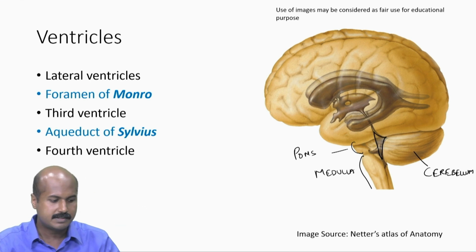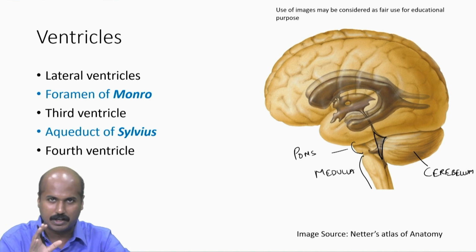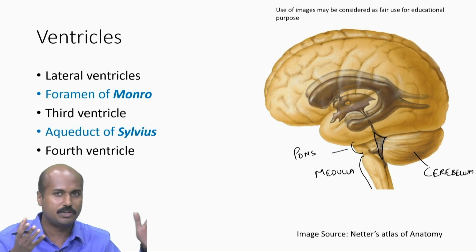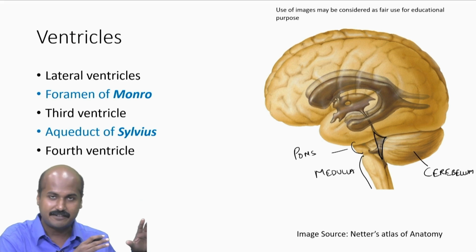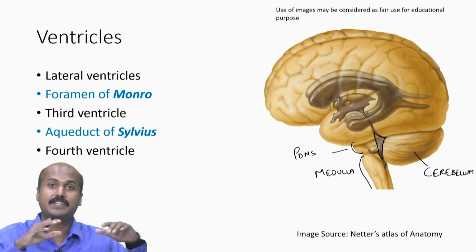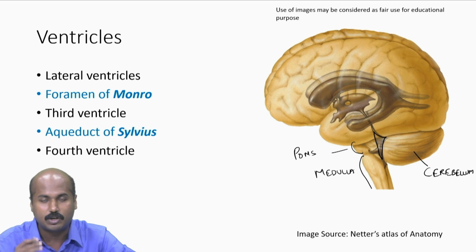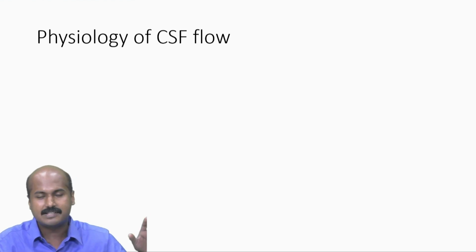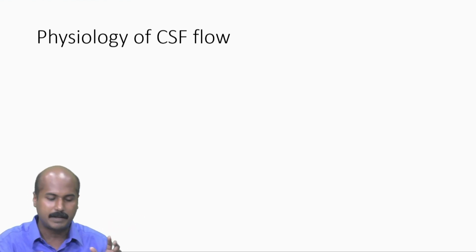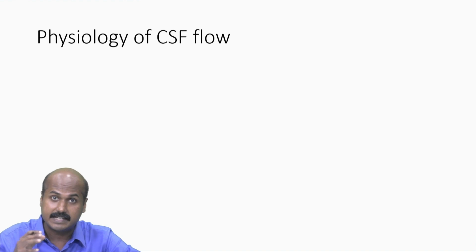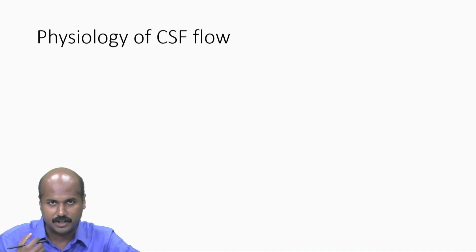Okay. So, this is the overview of the ventricular anatomy proper. Now, I told you that this contains CSF, and it is communicating with the CSF that is present outside the brain. So, let us have a look at how that is occurring. This is a physiology integration topic, and this is called the CSF flow within the ventricular system.